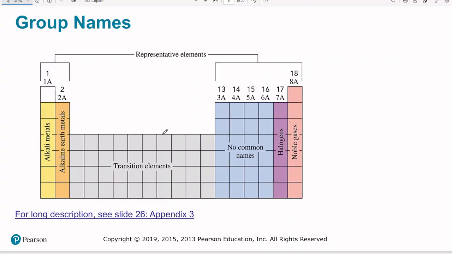We can also give our groups names according to the column that they're in or the way that they bond. We have the alkali metals in group 1A, the alkaline earth metals in group 2A, and then we have the transition elements shown here in gray. We have in blue, we don't have a common name for this particular set of elements. We have the halogens in purple and the noble gases in pink.